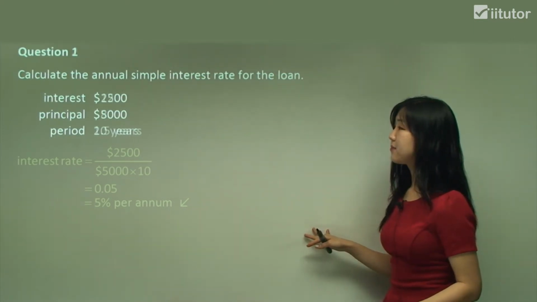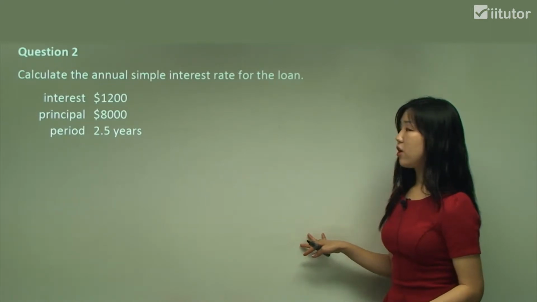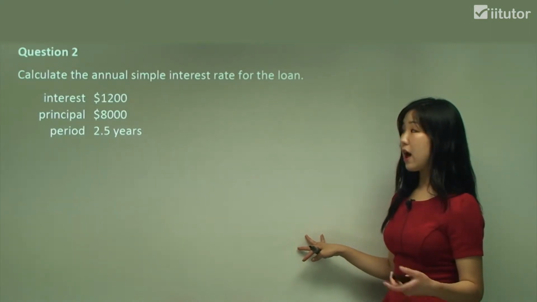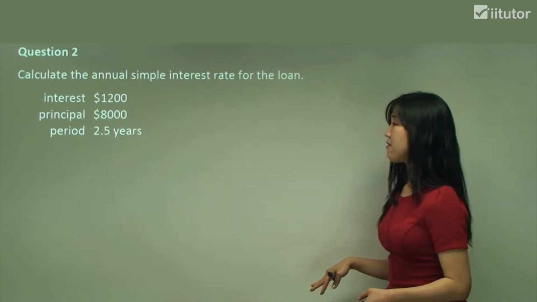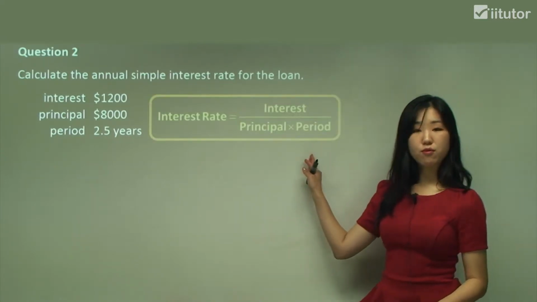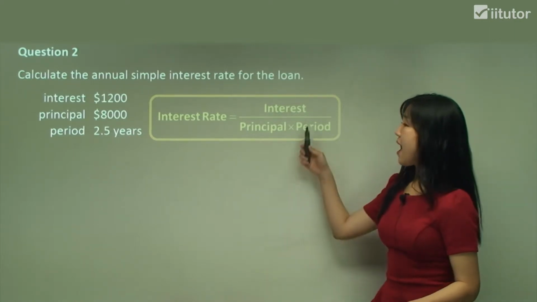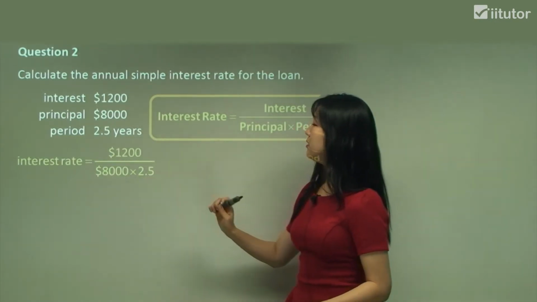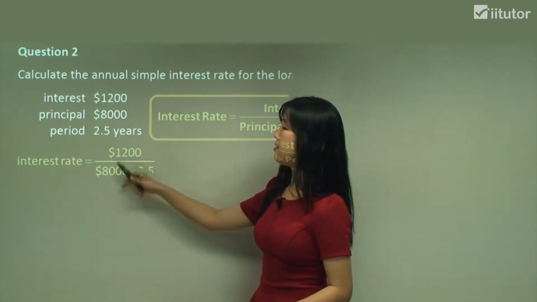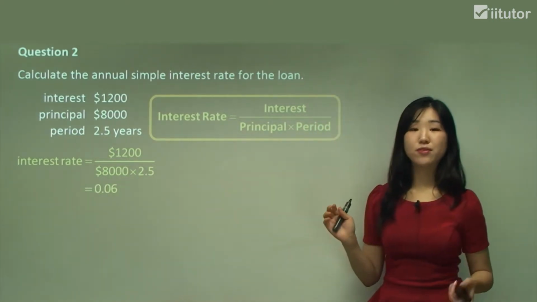Question 2. Calculate the annual simple interest rate for the loan. It's pretty much exactly the same. We've got our interest, our principal, and period given to us. And we have our interest rate formula, which should be pretty simple by using some algebra. And we can just plug it in. So interest is $1,200 over our principal of $8,000, times our period, which is 2.5. Calculate it, and you should get 0.06.